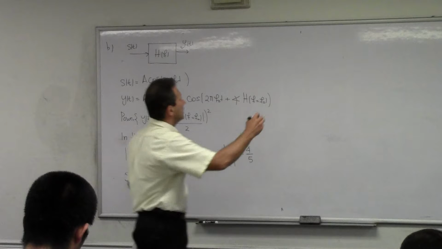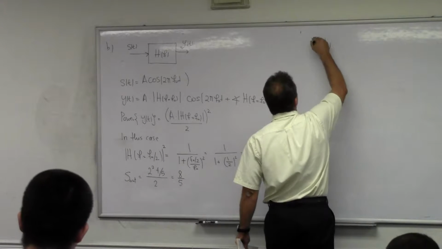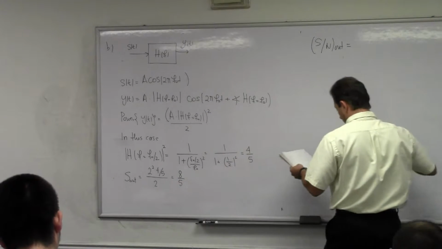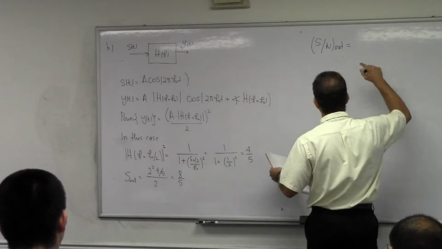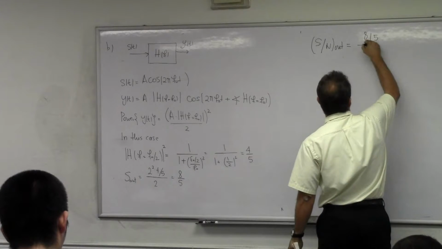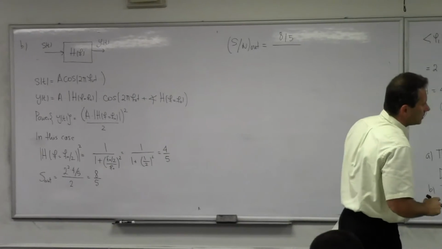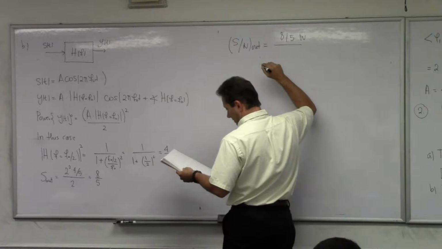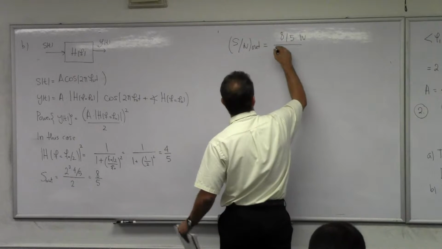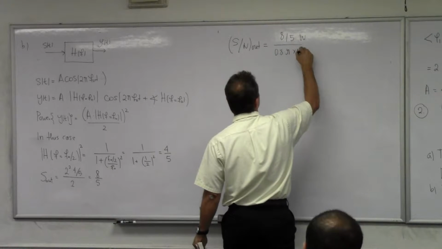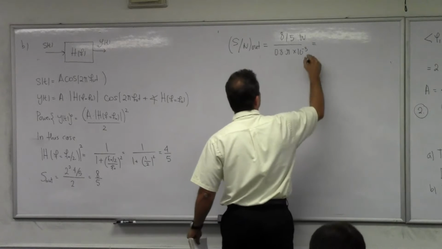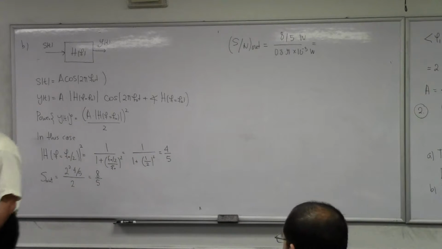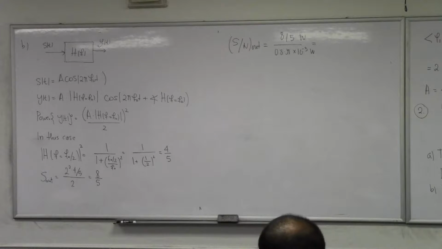Therefore, signal to noise in the output is going to be the power of the signal, which is 8 over 5, and then the power of the noise, which is 0.8 times pi. But this is in watts, right? So it's 0.8 times pi times 10 to the minus 3, in watts. I don't have this calculated correctly, but let me just do it here.